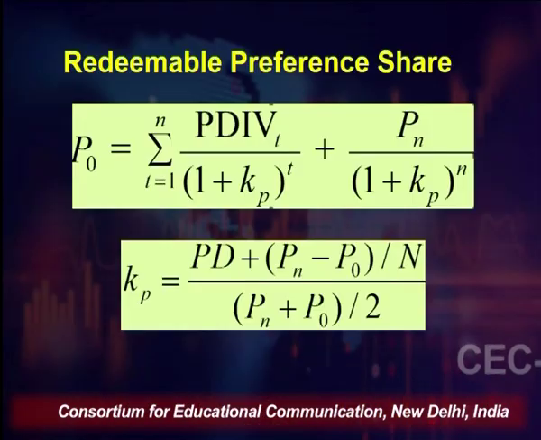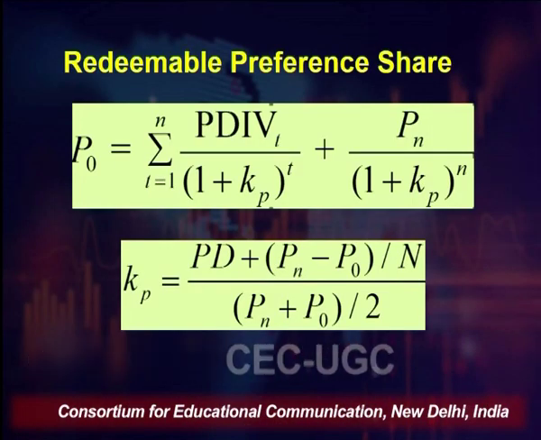Just like debt, preference shares can also be irredeemable or redeemable. So, for irredeemable preference shares, we can calculate cost of preference shares using this formula, where cost of preference share is equal to preference dividend divided by value of preference share. But for redeemable preference shares, just like we have used the formula for calculating cost of debt for redeemable debt, we can use the same formula for this as well. And you can see the formula is also given for the shortcut method.